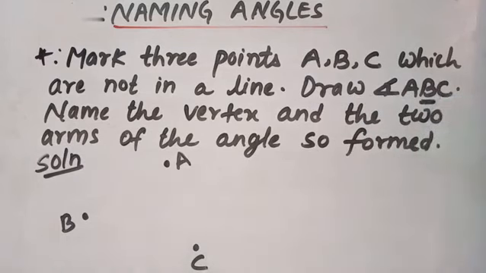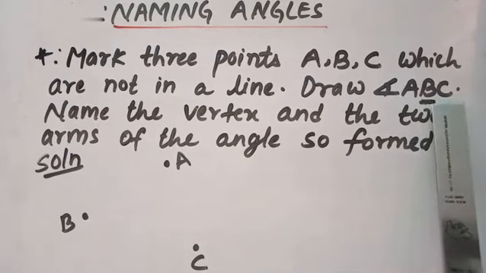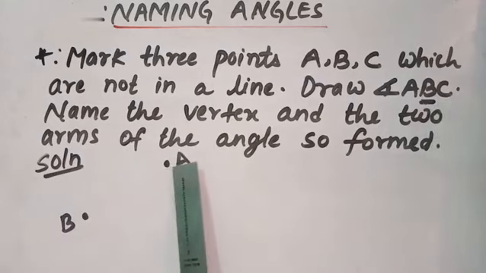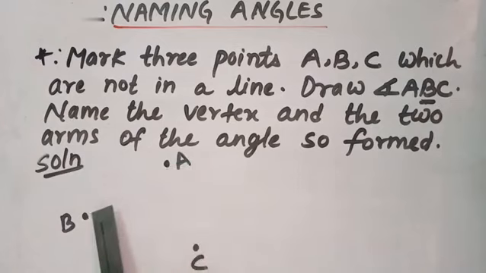So students, vertex is the meeting point of two arms. As we all know, vertex is the meeting point of two arms. So therefore, we have to extend the line from A towards B and from C towards B, and then only we will get B as vertex.